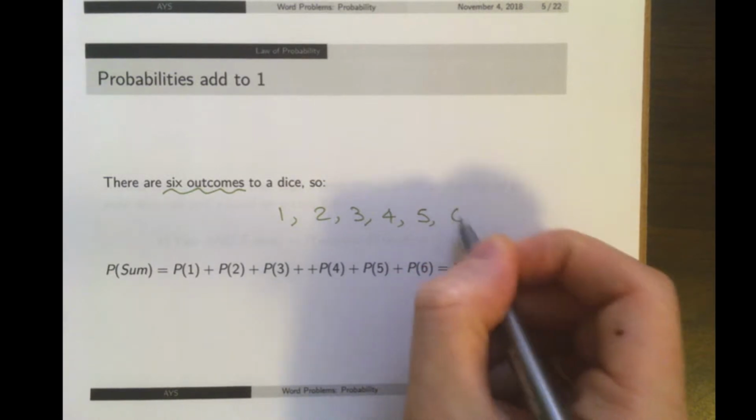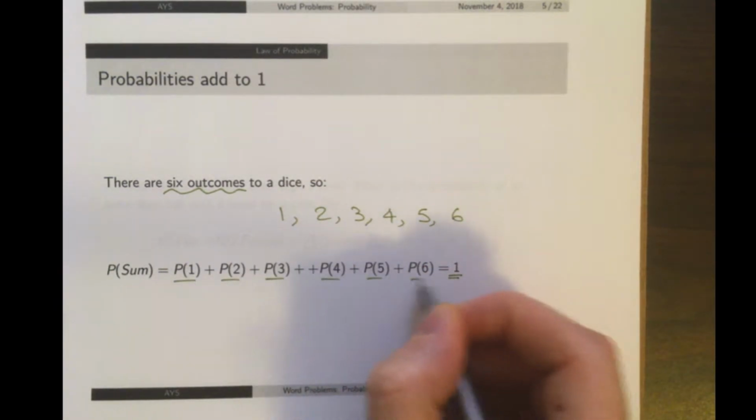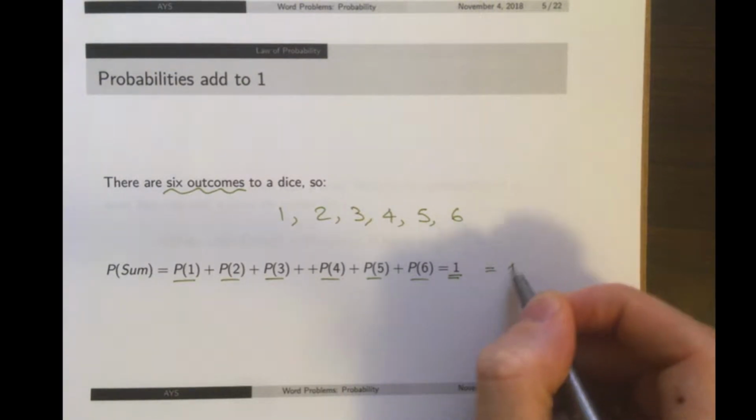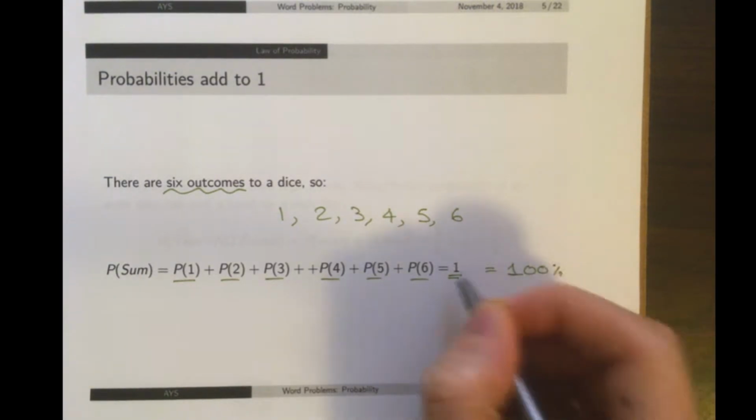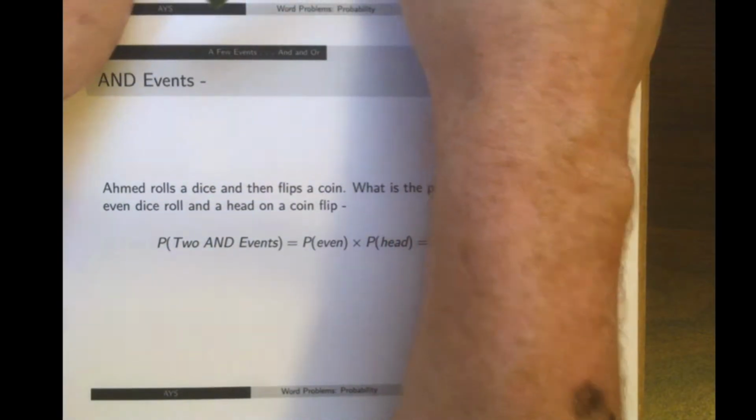And because I say there's 6 outcomes, if I add together the probability of all possible outcomes, it should equal 100%. Well, 100% is just 1. Not too bad. The other law of probability that's important is that there's no negative probabilities. The lowest probability is 0.